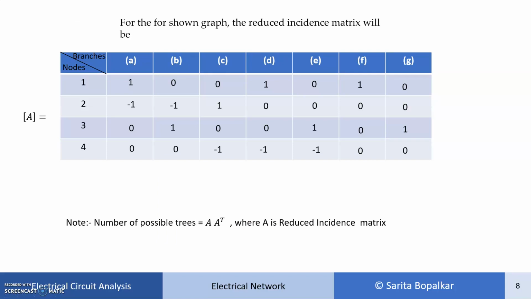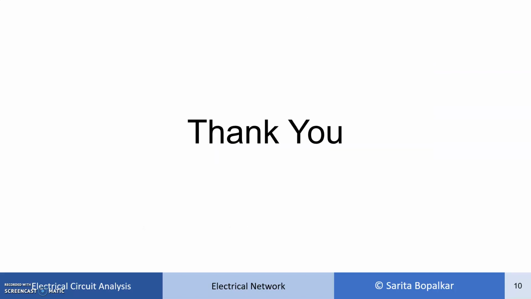Now, there is always a question related to this, the number of trees. In the previous video, we learned the concept of trees for a particular graph. From this reduced incident matrix, we can find how many trees are possible for the particular graph. It is A times A transpose, where A is the reduced incident matrix. So practice: take a network, draw its graph, write its incident matrix and reduce the incident matrix. Thank you.